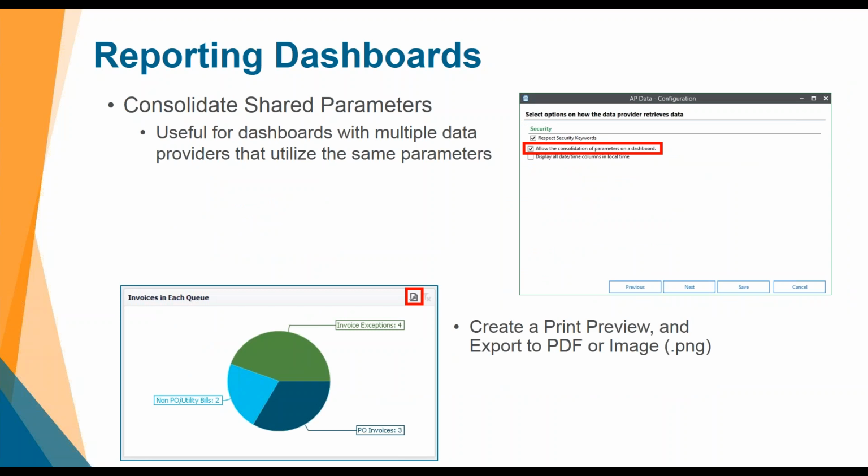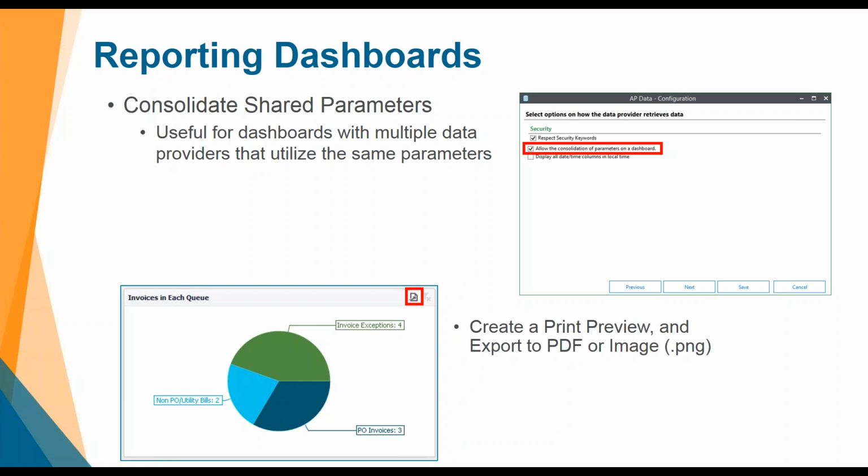A couple other quick little things for reporting dashboards. The ability to consolidate shared parameters across multiple data providers. It's a simple checkbox, as highlighted in the upper right-hand image. You also have the ability to create a print preview and export to either PDF or image of a particular segment. So you can grab, like in this case, a pie chart for invoices for each queue. Where is it sitting? You can actually export that piece as a PDF or an image file, which is fantastic.